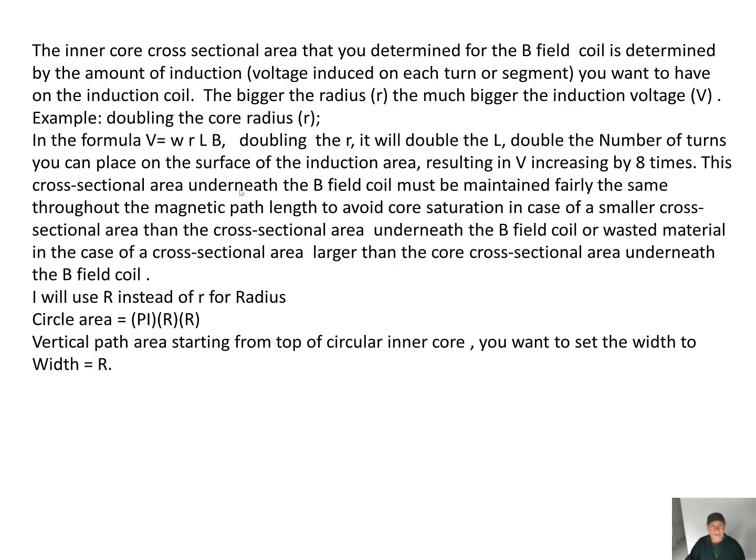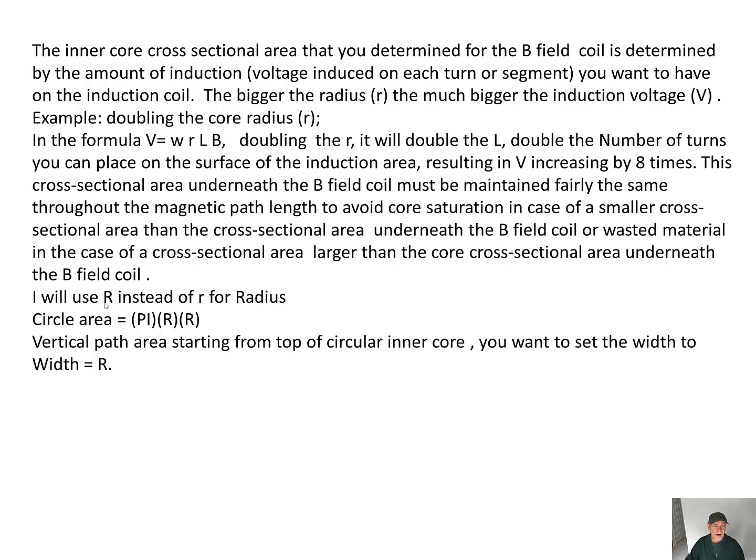This cross-section area underneath the B field coil must be maintained fairly the same throughout the magnetic path length to avoid core saturation in case of a smaller cross-section area than the cross-section area underneath the B field coil, or wasted material in case of a cross-section area larger than the core cross-section area underneath the B field.